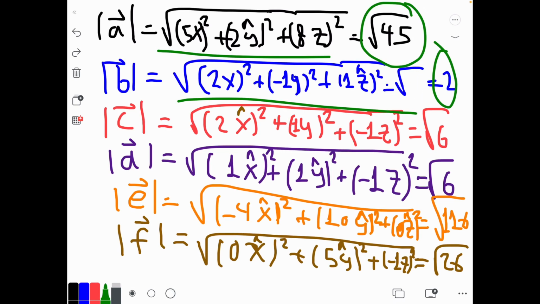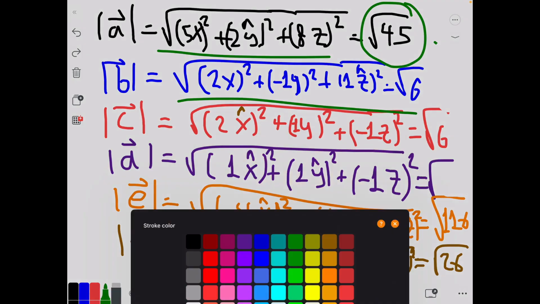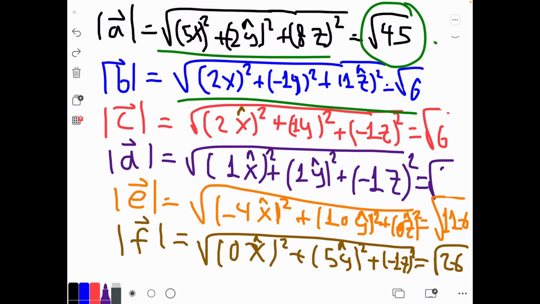No, this is going to be the square root of 6. I cannot get a 2 out of that. This one goes to the square root of 3. Yeah, okay, that's my bad. It's going to be the square root of 3.